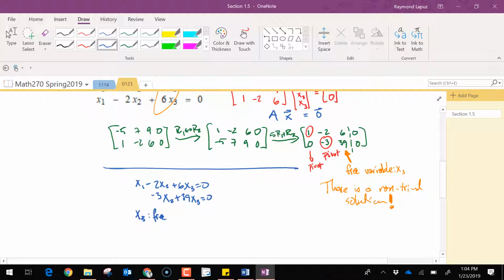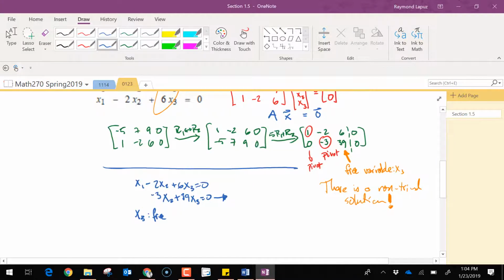And then in the second equation here, we can say that -3 x2 equals -39 x3, and x2 is equal to, what is this, 13 positive? 13 x3. Did I do my math correctly there?